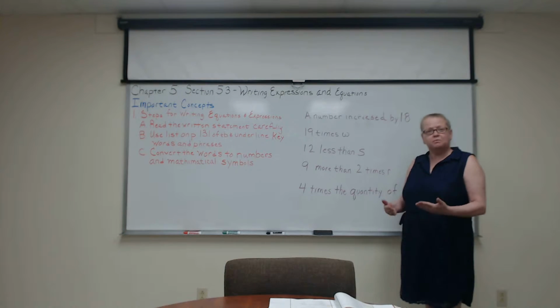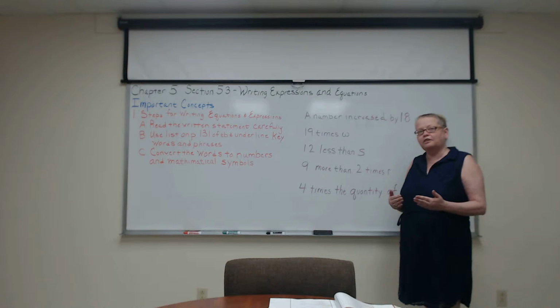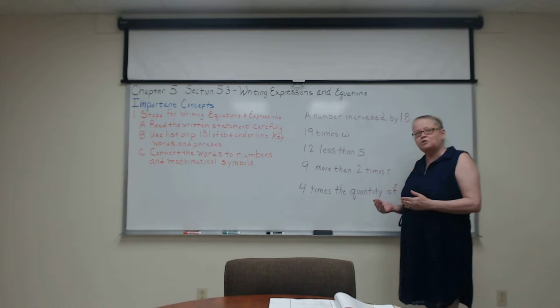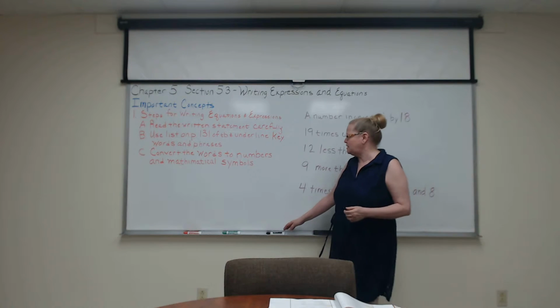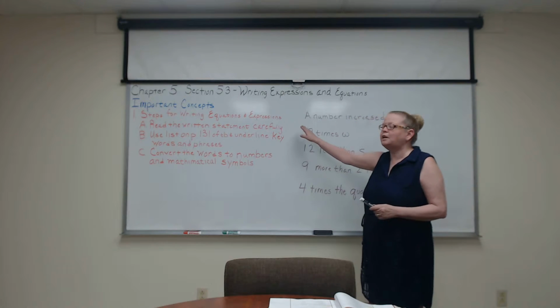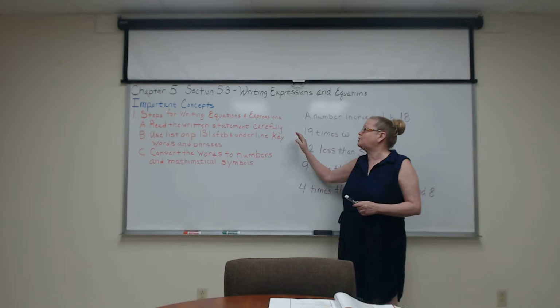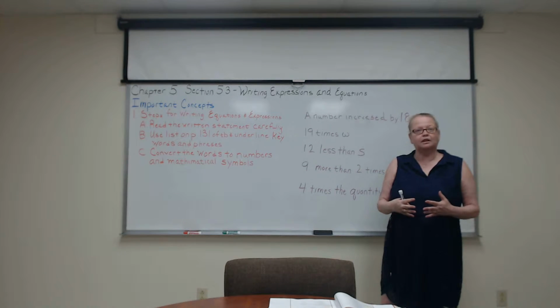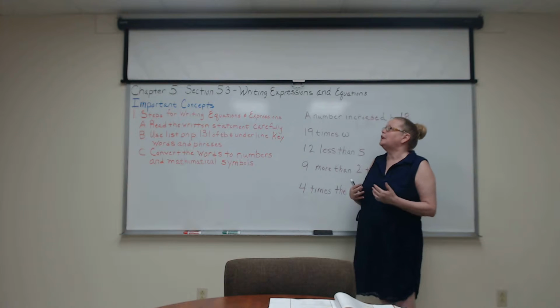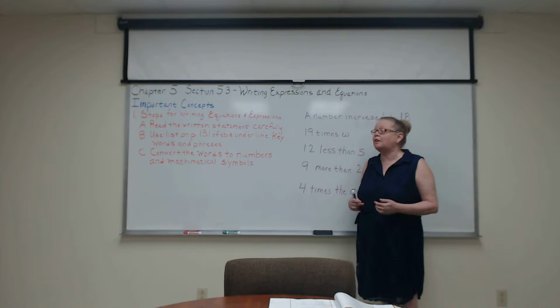There are some simple steps that you can follow that will more or less help you as you're trying to figure out where do the numbers go, where do the letters go. It's kind of like a little puzzle that you have to figure out. So let's take a look here. When it comes to the steps for writing equations, basically you want to read the statement carefully. And this is a great way to get you together when we start doing word problems.